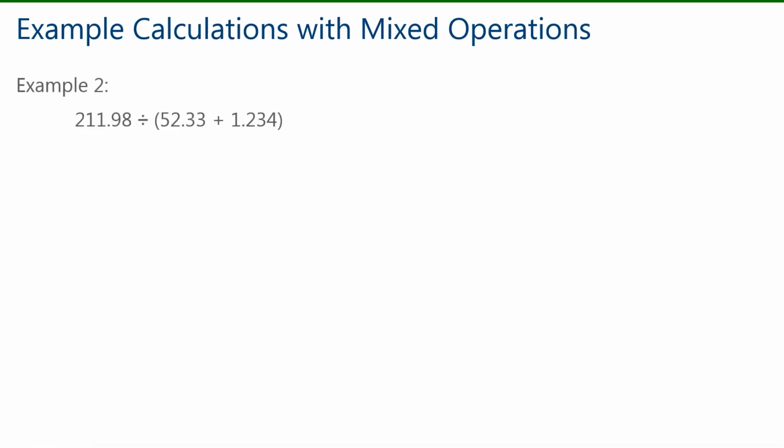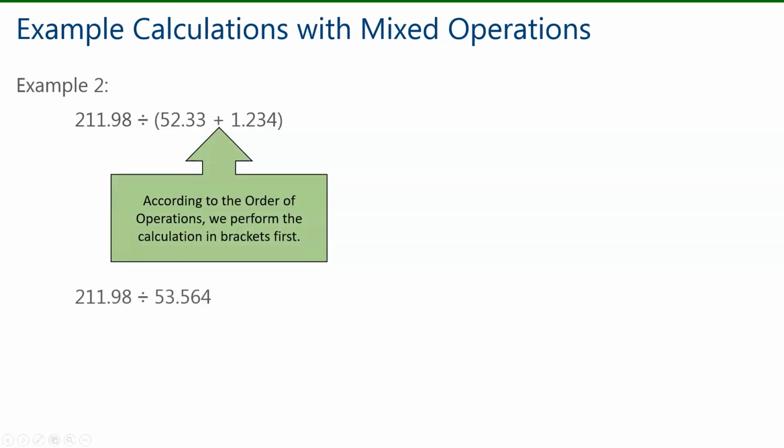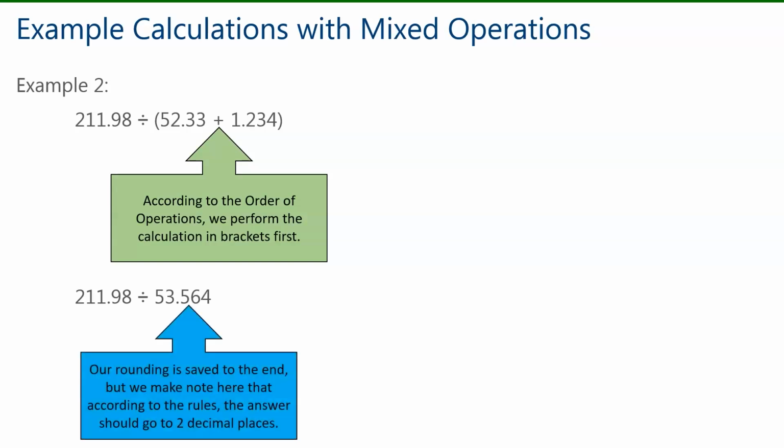According to the order of operations, we must do our brackets first. When we complete the addition in the brackets, we get 53.564. And remember that, like we did in the previous example, we're going to save our rounding to the end, but we note here that according to the rules, the answer should go to 2 decimal places because in the problem above, the least number of decimal places was 2. So, like I did previously, I'm just going to underline that to carry it through and help me remember. So now I'm going to do my division. And I punch it in my calculator and I get 3.95750877.